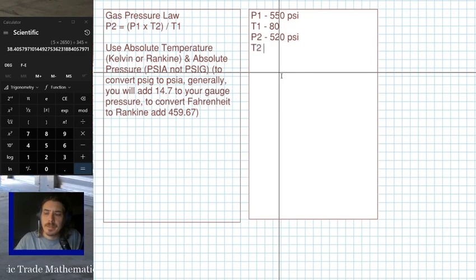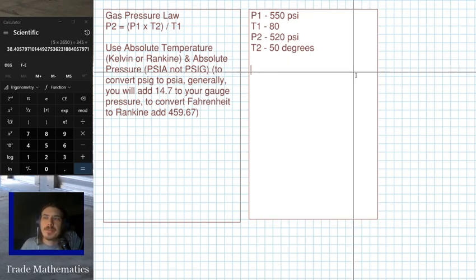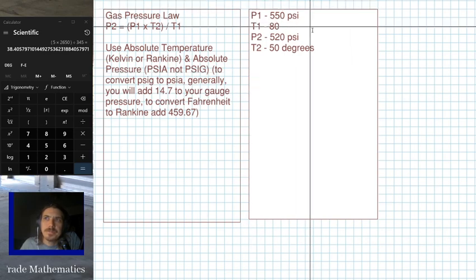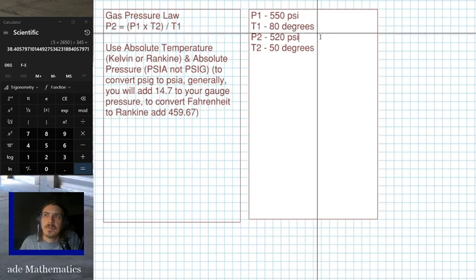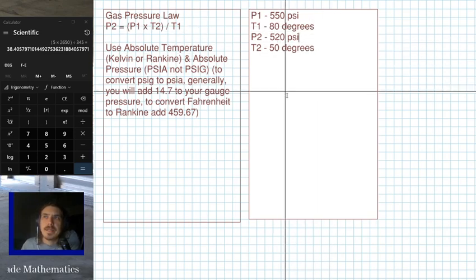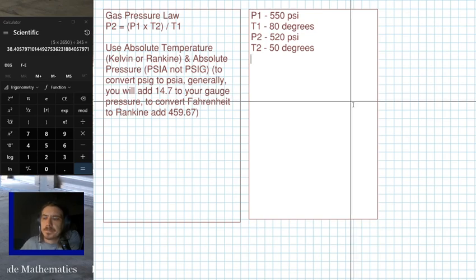Temperature that day is 50 degrees. Let's see how this turns out. It's just a random example. So, 550 psi the first day, 80 degrees outside, 80 degrees Fahrenheit, 520 psi the next day, and it was at 50 degrees Fahrenheit.